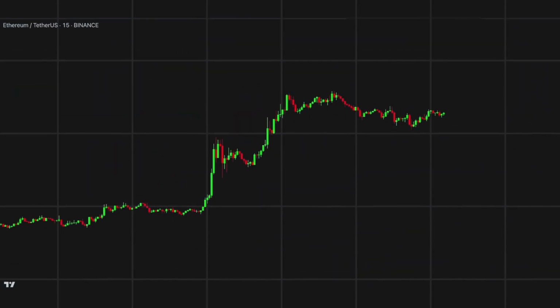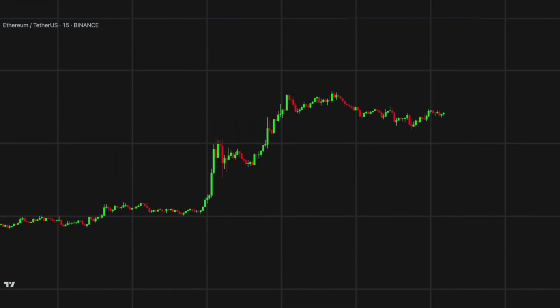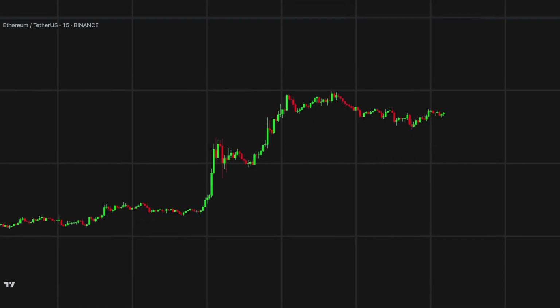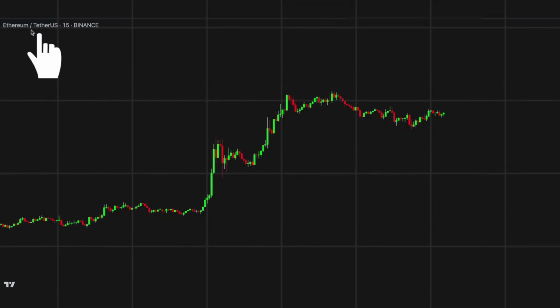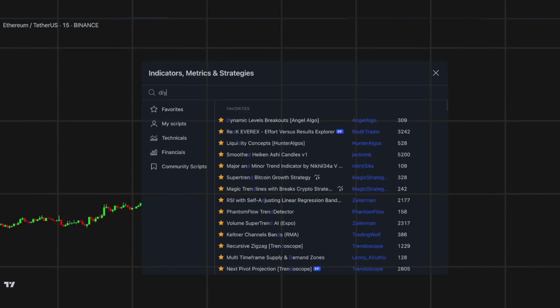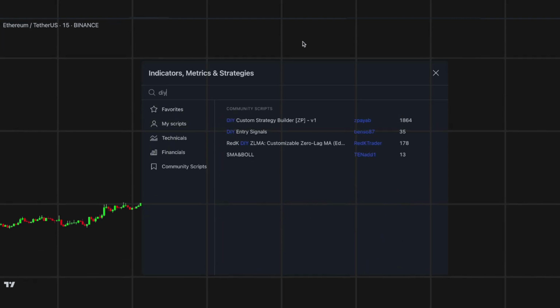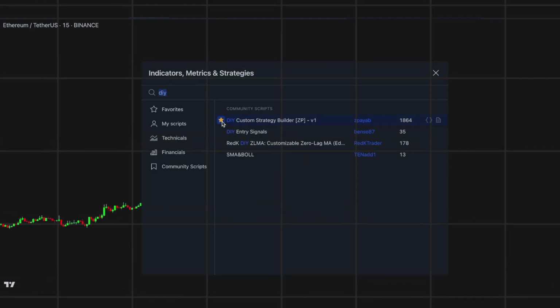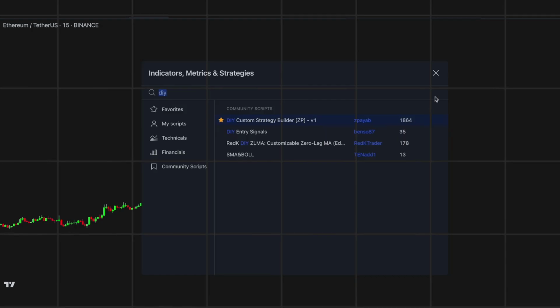To install this indicator on your chart, log into your TradingView account and open any market. Currently, I am viewing the Ethereum price chart on the 15-minute time frame. Open the indicators and search for DIY Custom Strategy Builder, V1. Select this one by Zpaya. Let's thank the creator of this fantastic script.